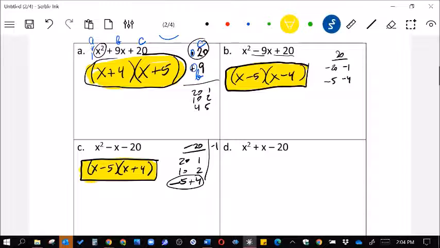So the last one, let's take a look at that. And notice that in this case, both are positive. In this case, the B is negative. In this case, the B and C are negative. Now we have the C being negative. So we're covering all of the possibilities here.